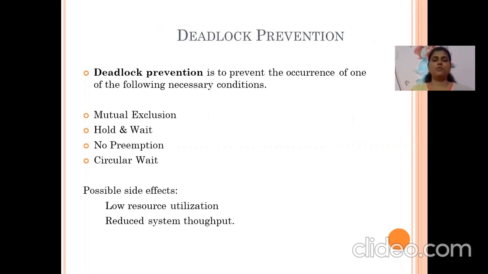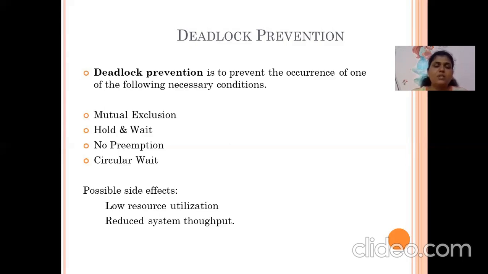So which are the four necessary conditions for deadlock to occur? Mutual exclusion, hold and wait, no preemption, and circular wait. If all these four conditions are true, then there are chances of deadlock. If we make any one out of these four conditions false, the deadlock will not be there. So deadlock prevention means making any one out of the four conditions false. But because of making this condition false, there are some side effects.